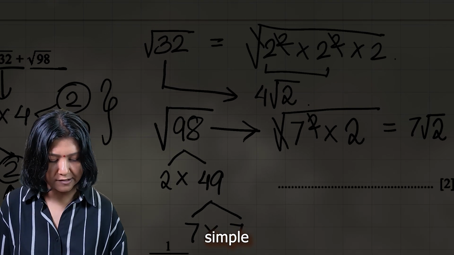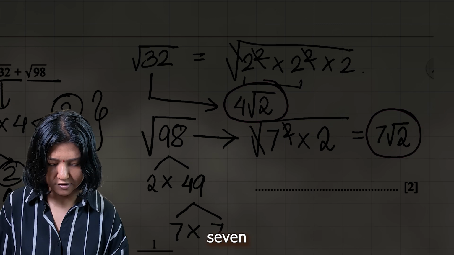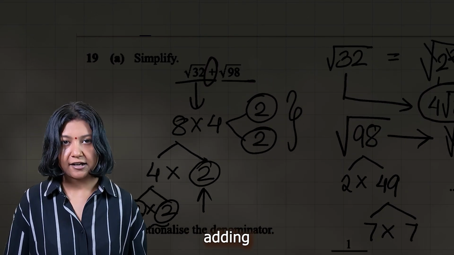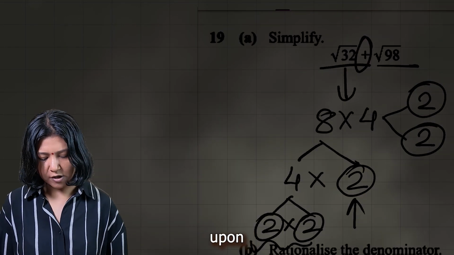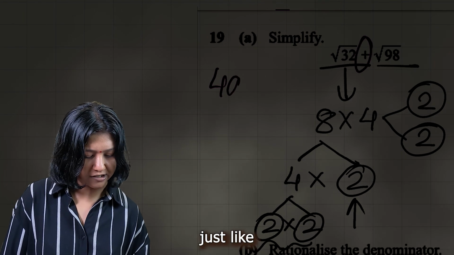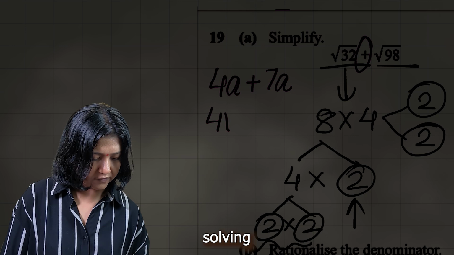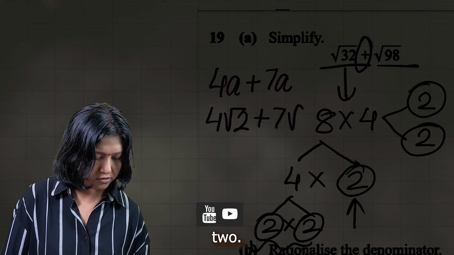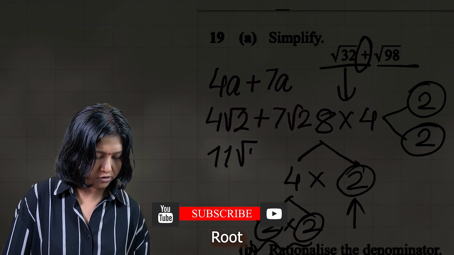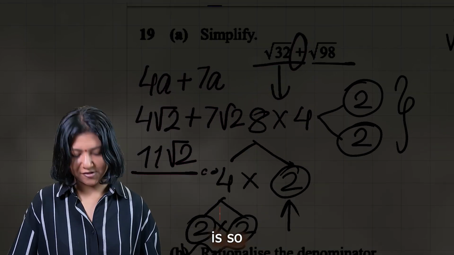So you got the two simple ways to represent the given numbers in the question, 4 root 2 and 7 root 2. The question tells you to add. So we are simply adding the same two values we got, 7 plus 4. How to treat them? It's very simple. It's just like treating an algebra question, 4a plus 7a. That is the meaning of solving 4 root 2 plus 7 root 2. 7 plus 4 is 11, so the answer is 11 root 2. That is how we simplify questions based on surds. That is so simple.